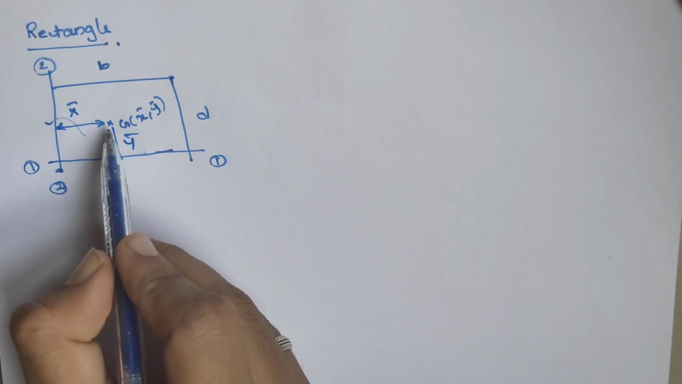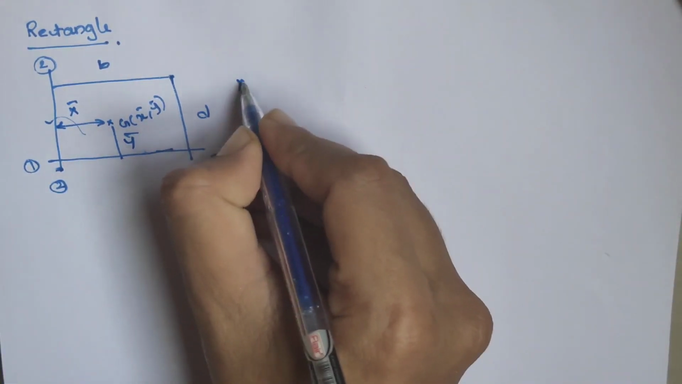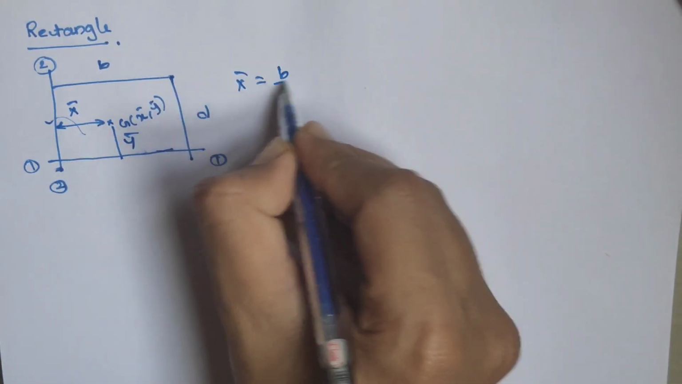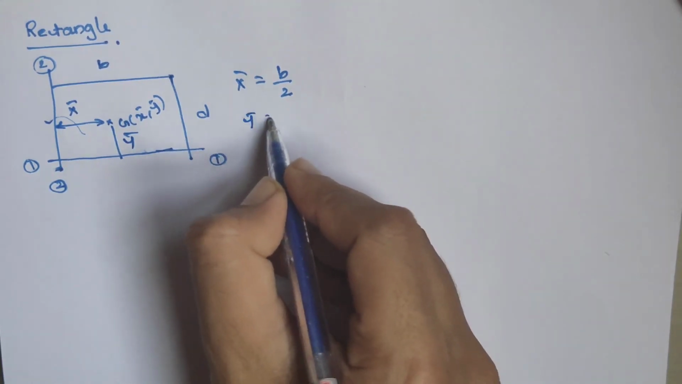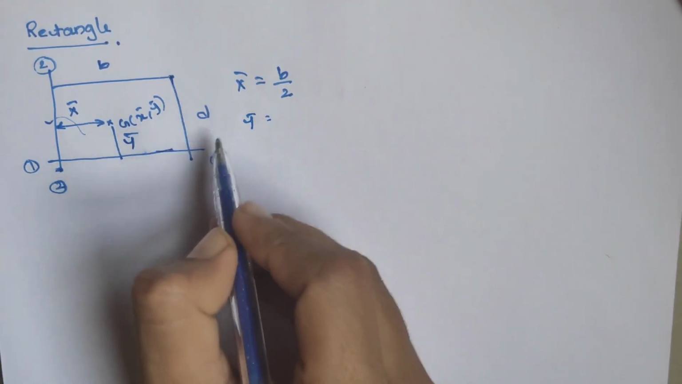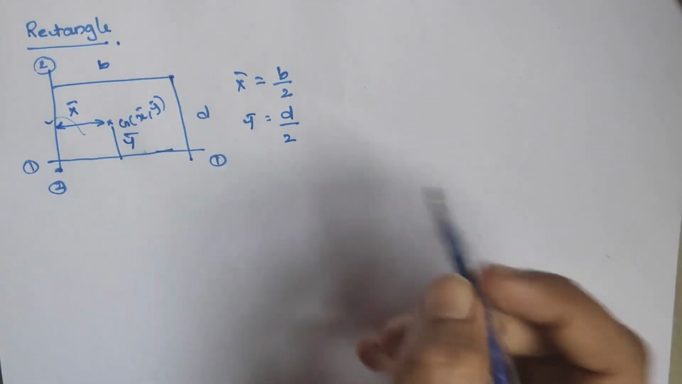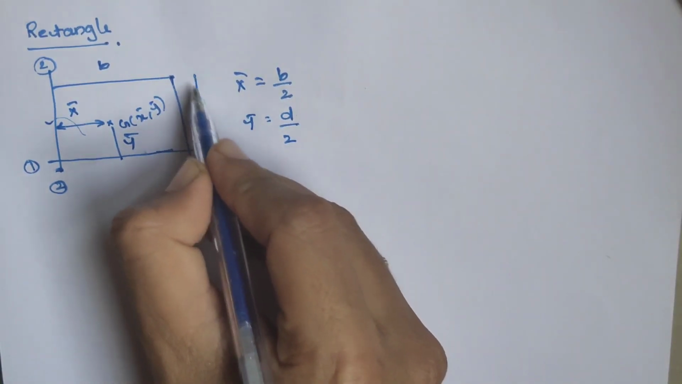Now at this point what the x bar will be? Half of the breadth, so we can take it as b by 2. Similarly y bar will be half of the depth, so we can take it as d by 2. Now these are the x bar and y bar.